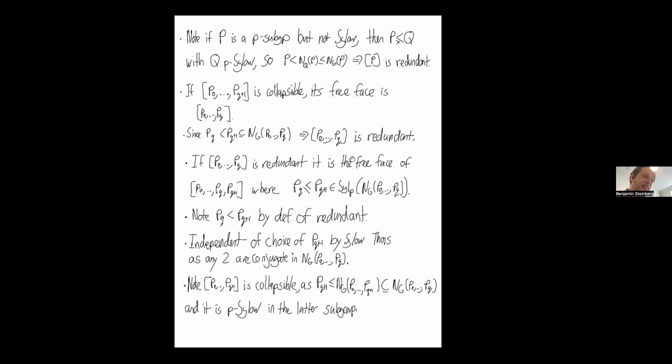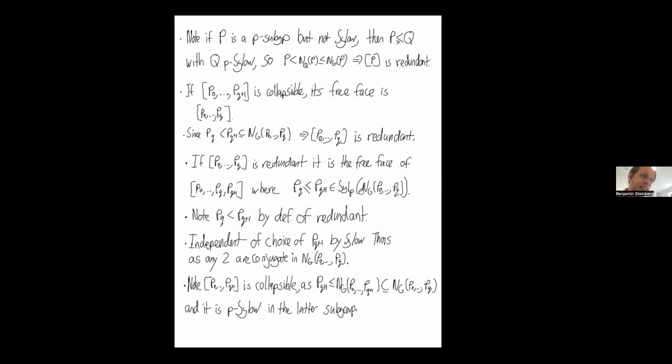Now, if it is redundant, then I need that it's the free face of somebody. And here's where the Sylow theorems come in. So if it's redundant, then what I can do is look at the normalizer in G of my guys P_0 through P_q.